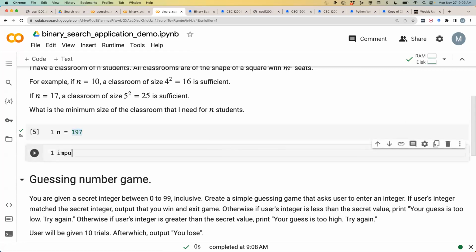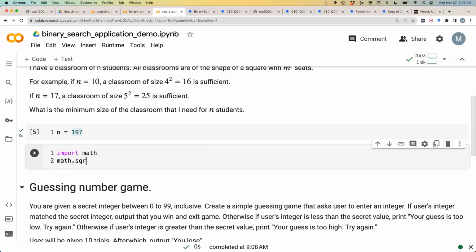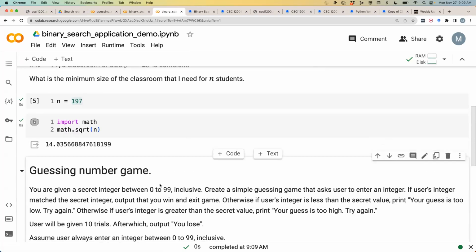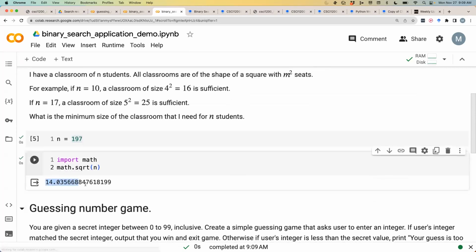If I search online to find square root, I just use the math library and do the square root of n. Okay, you say the square root of n is 14 point something, which means what? Which means I will require a classroom of length 15. So again, it has to be an integer, so I'm going to round up to 15. So I will need a classroom of length 15.